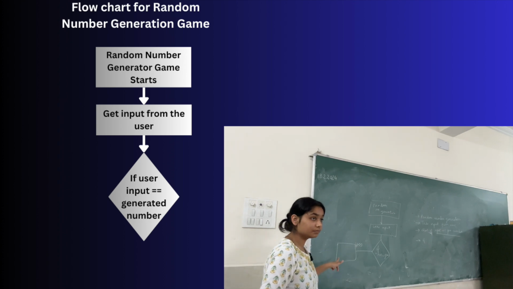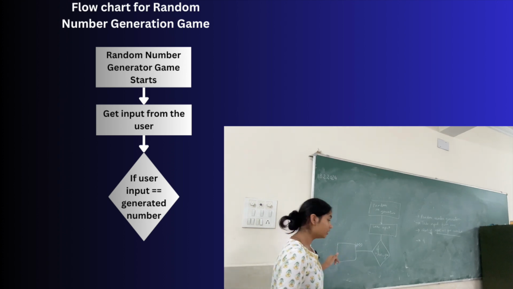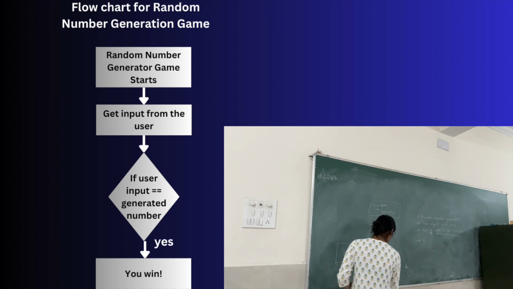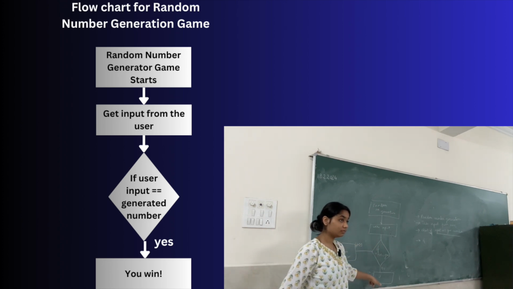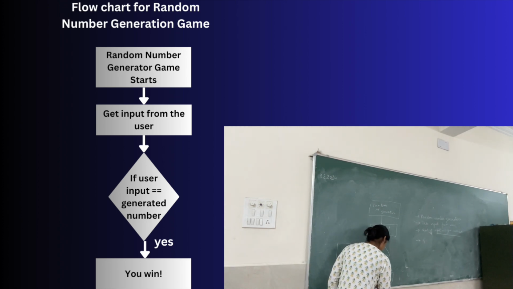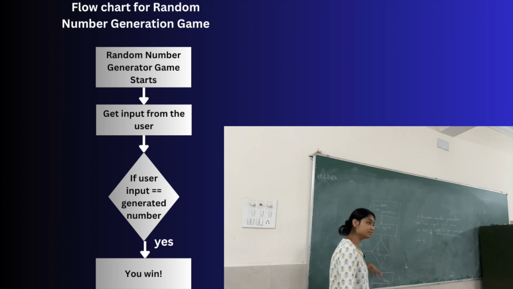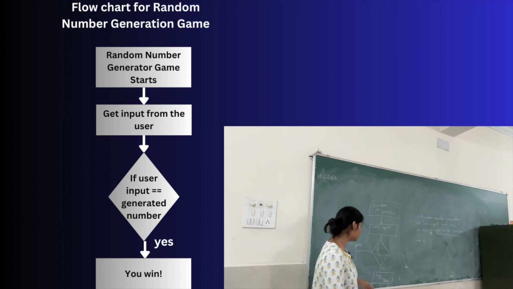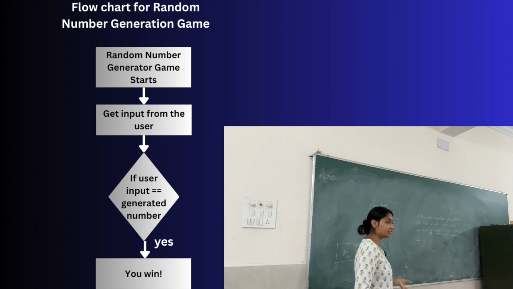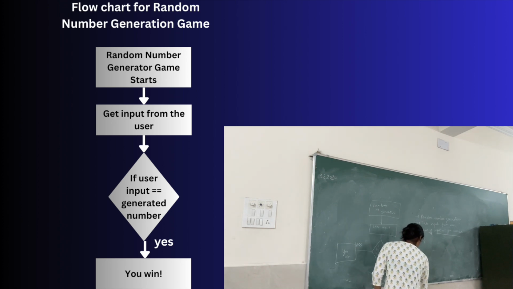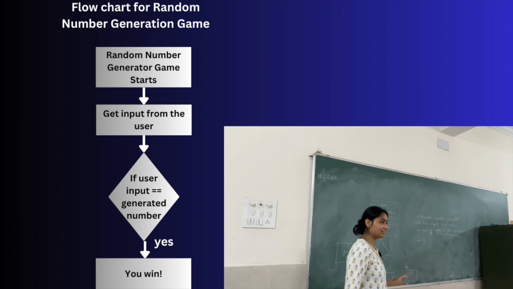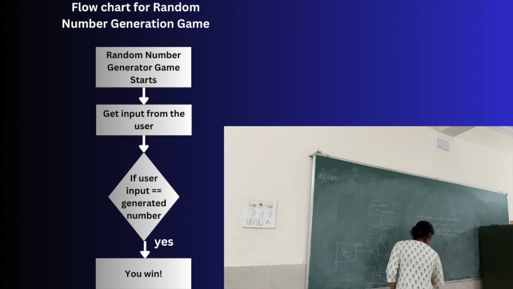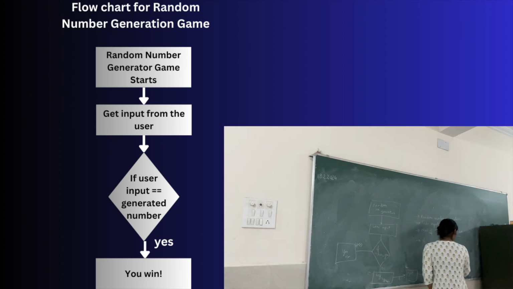Sorry, you win. Right? So you win. If it's no, try again. So after that, repeat the thing. So I'll just write input again, right? Input again. And I'll keep writing this until, so basically I'll get input again, then again I will make a decision, then again I will get input, again I will make a decision.